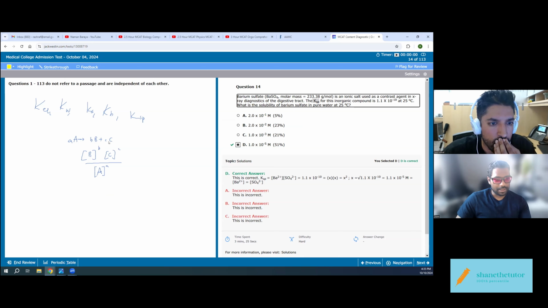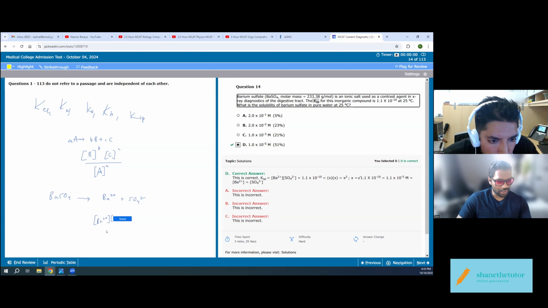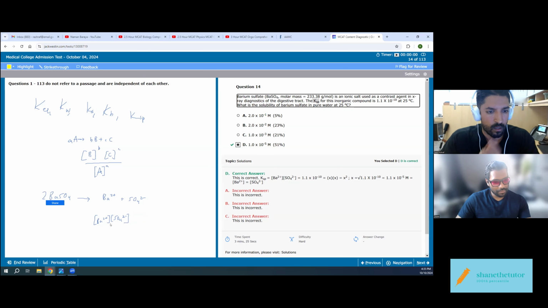Yes. So let's use the actual example. So barium sulfate breaks apart. What does it break apart into? Ba2+ and SO4 2-, maybe. Yeah. So now you would do barium 2+ concentration times SO4 2- concentration. Now let's say that there's two of these, right? That's when you take that coefficient and you turn it into the exponent.